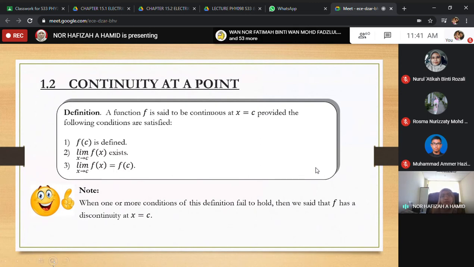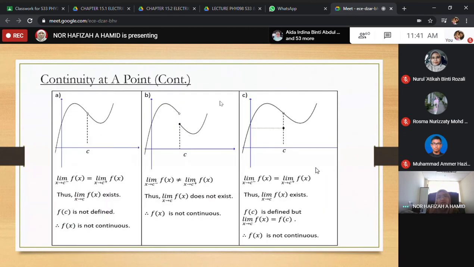So note there, when one or more conditions of this definition fail to hold, then we say f has a discontinuity at x equal to c. Okay, so continuity ni kalau based pada graph, graph tu maknanya dia hanya graph yang continuous. Kalau you nampak graph tu ada break ataupun dia putus, so automatic dia akan not continuous lah. Tapi itu kalau based pada graph. Okay.